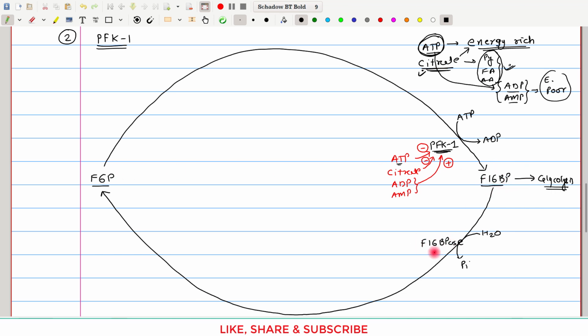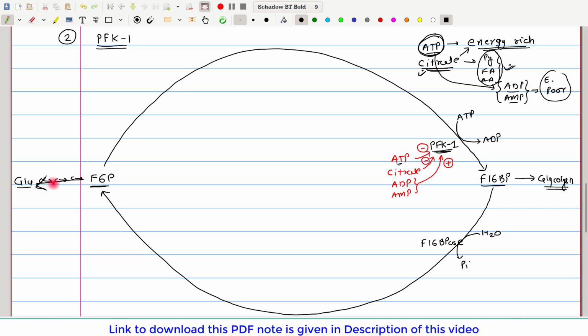So when fructose 1,6-bisphosphatase is working, what will happen? Fructose 1,6-bisphosphate will be converted to fructose 6-phosphate, and then by several reversible reactions, it ultimately generates glucose. And this side of the reaction, we call it gluconeogenesis. Neo means new and gluco means glucose. So new glucose will be generated. See, this is the opposite pathway of glycolysis.